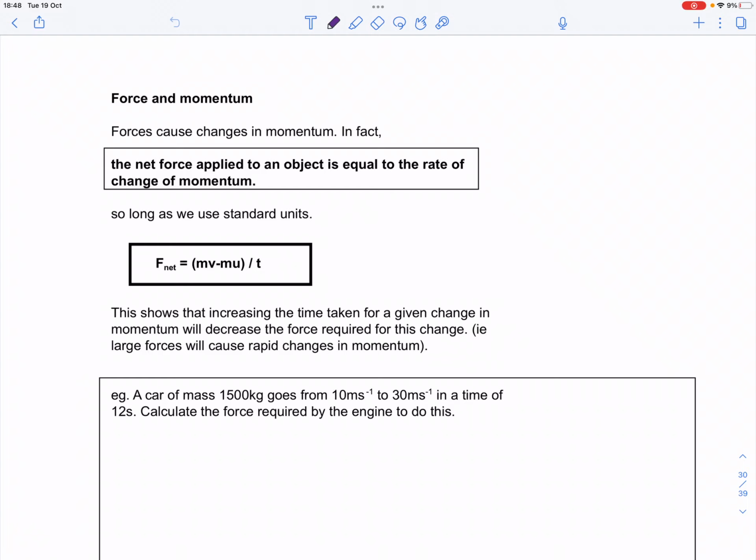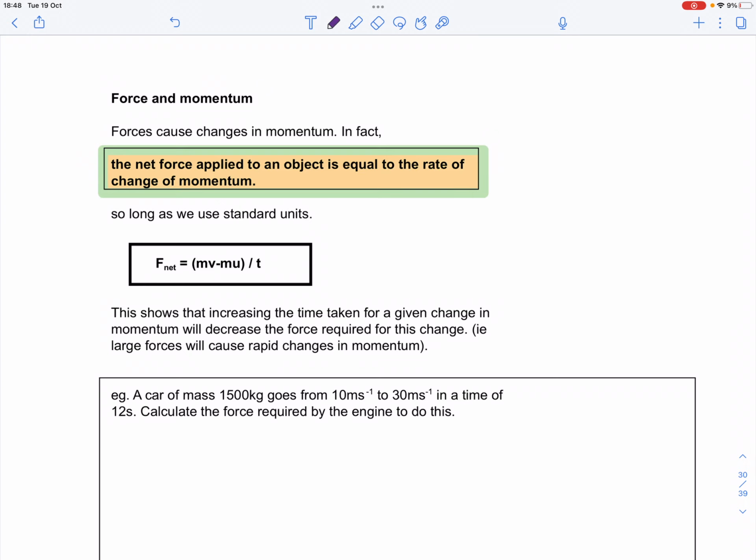The things that cause changes in momentum are, of course, forces. Forces, or unbalanced forces anyway, cause objects to speed up, slow down, change direction, change their momentum. In fact, as Newton said, the net force applied to an object is equal to its rate of change of momentum. Now, this is actually Newton's second law expressed in a different form. This is expressed in terms of momentum instead of terms of acceleration. So the net force on an object is equal to the rate of change of momentum.